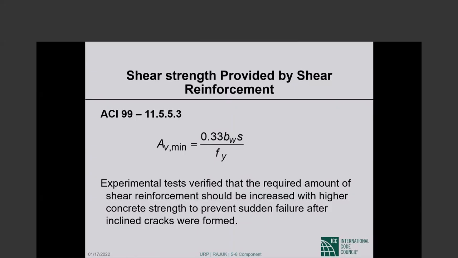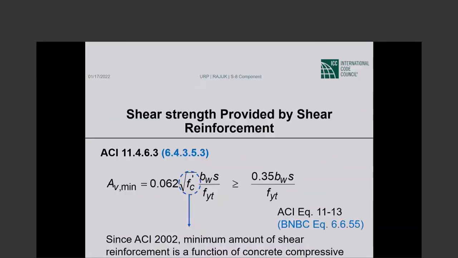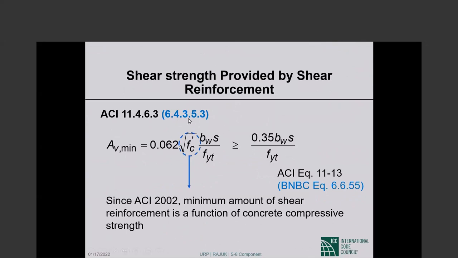This is extremely important. I will read it again. Experimental results verified that the required amount of shear reinforcement should be increased with higher concrete strength to prevent sudden failure after inclined cracks are formed. So it is more reasonable that concrete compressive strength is included as a parameter in determination of minimum amount of shear reinforcement. So this is now the expression.